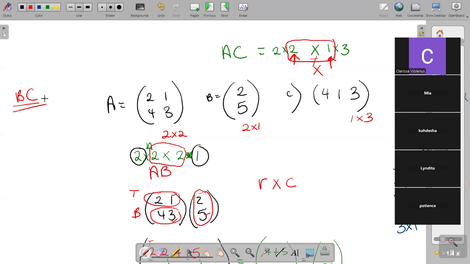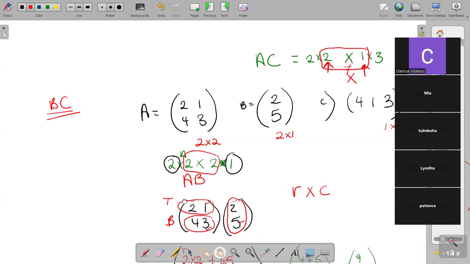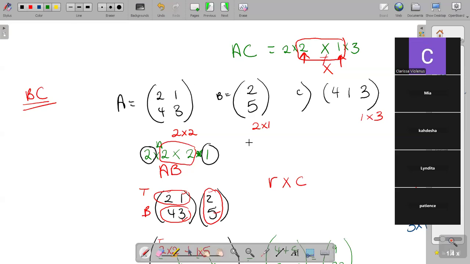Excellent, guys. Yes, we can. Yes, we can. Because what is the order of B? B has an order of 2 by 1, times C has an order of 1 by 3. Do the middle numbers match here, people?